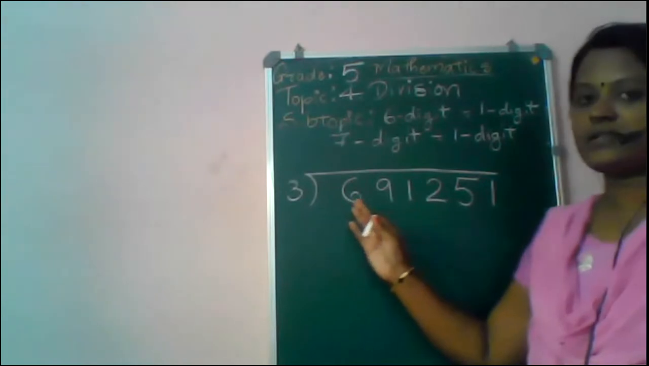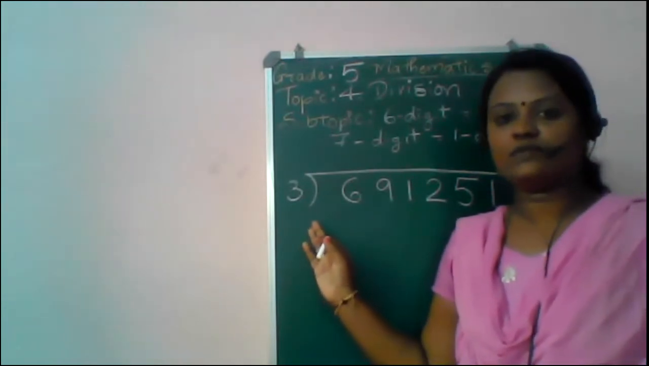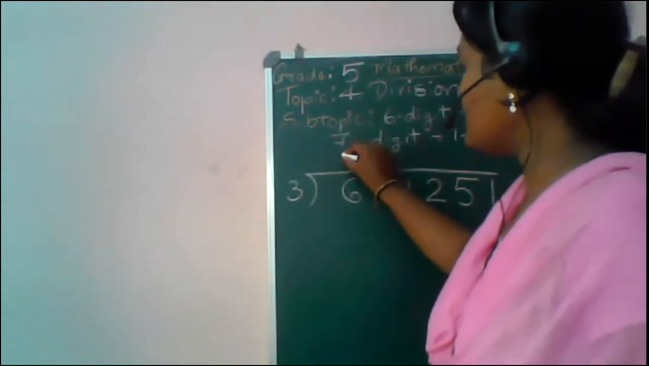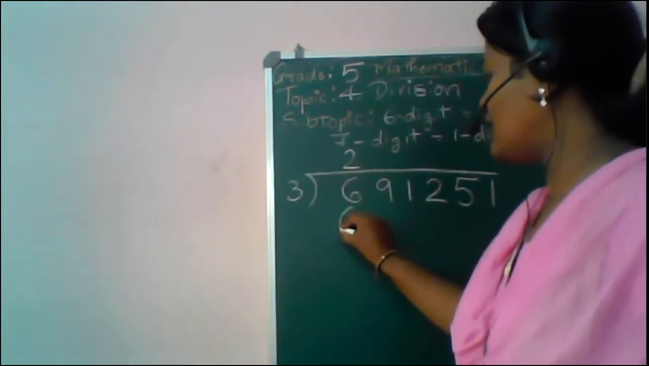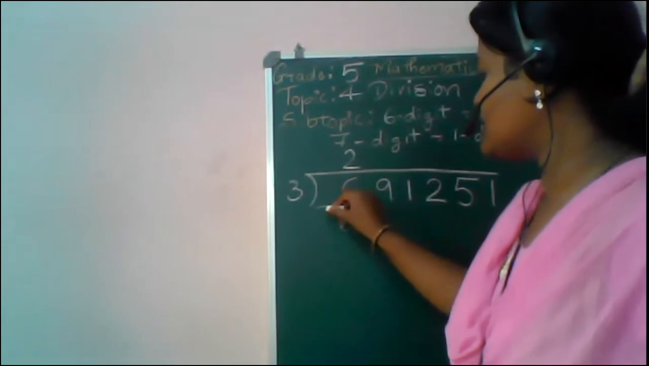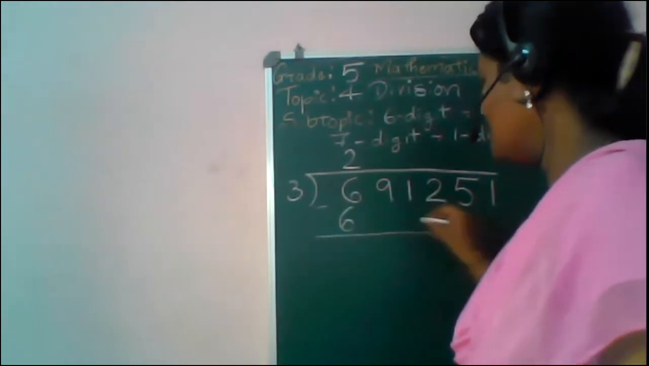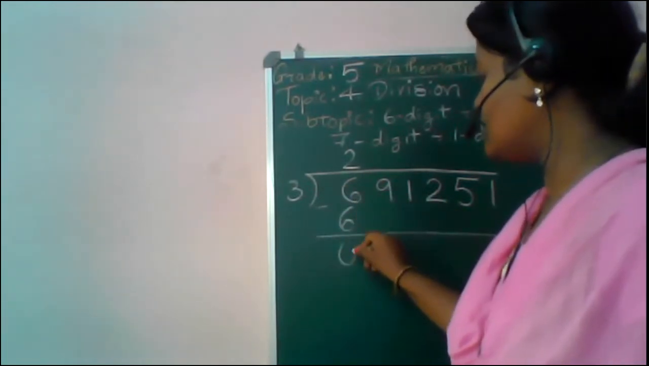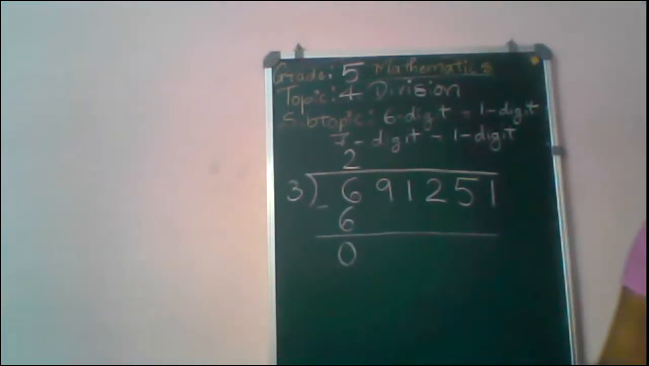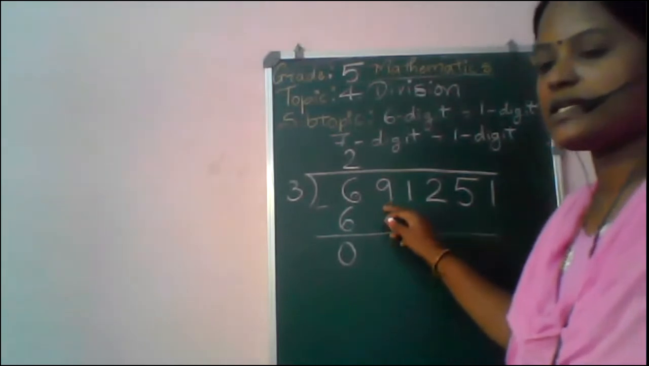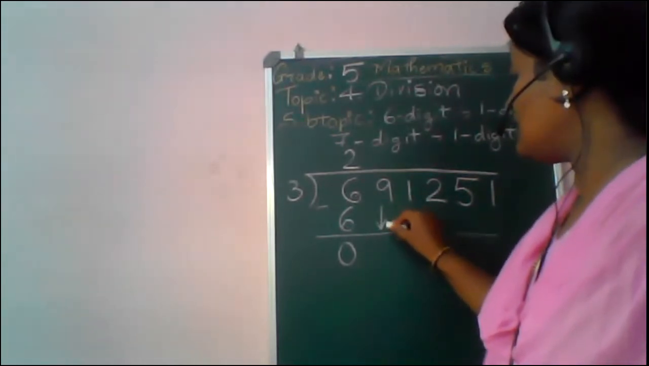So 6 divided by 3 gives 2. So you write 3 2s are 6. We have multiplied. Now the next process is to subtract. So 6 minus 6 is 0. Next we follow with bringing down the next digit, that is 9.